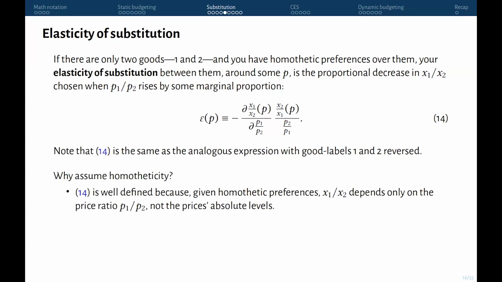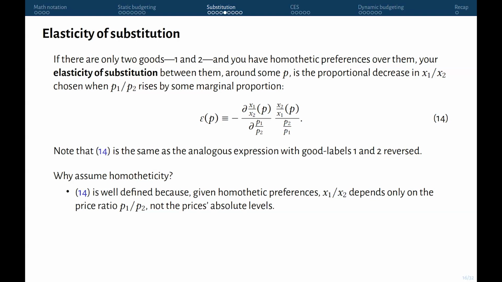Why assume homotheticity before defining elasticity of substitution? Well, you have to for line 14 to be well defined, because given homothetic preferences, and only given homothetic preferences globally, the ratio in your demand between two goods is going to depend only on the price ratio and not on the prices' absolute levels.